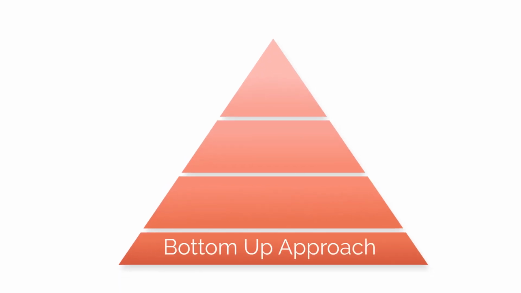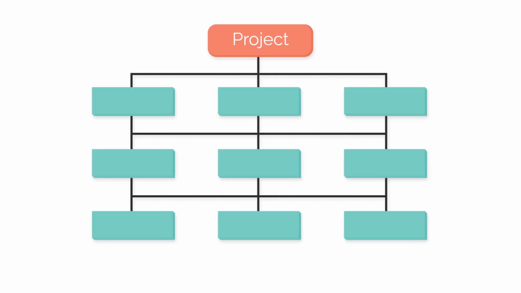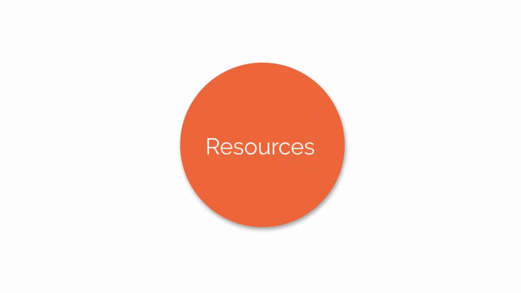The next approach is the first principles or bottom-up approach, which involves looking at the cost of each individual component in the project work breakdown structure. This is the most accurate method, but requires the greatest number of resources.